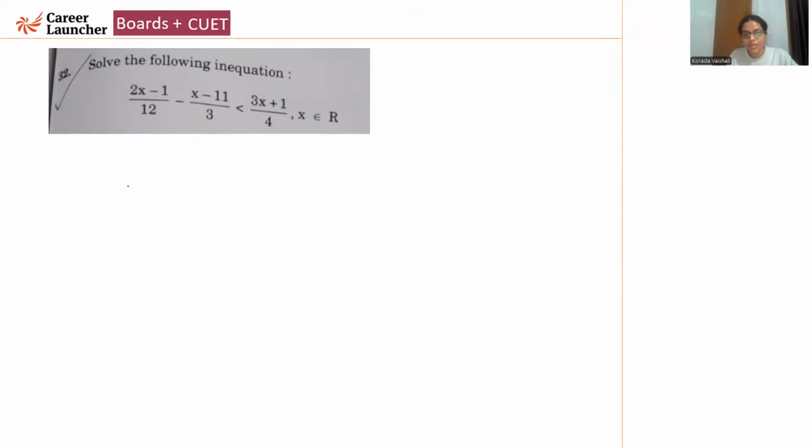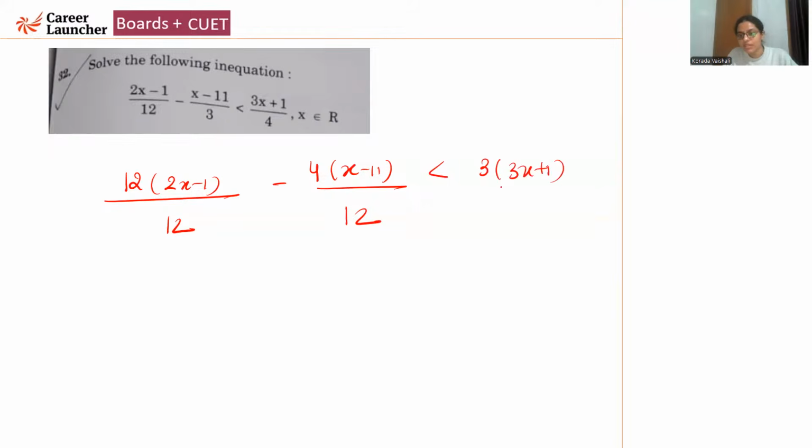So if you are going to multiply with 12, इससे क्या होगा? We are going to get rid of the denominator. So let's do the same and write them down. So यहाँ पे 3 है, so 3 into 4. So मुझे 4 से न्यूमरेटर में मल्टीप्लाई करना होगा. And this is 12. Less than, अब 3 से मल्टीप्लाई करेंगे and this is going to be 12 again. अब I can get rid of that 12 throughout in the denominator. अब equation क्या हो जाएगी? 24x minus 12 minus of 4x plus 44 is less than 9x plus of 3.